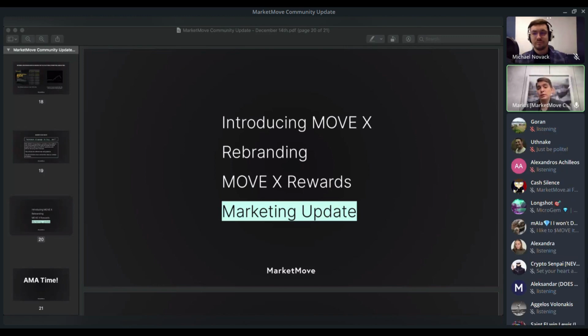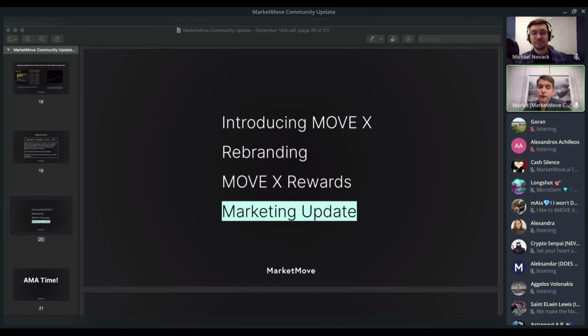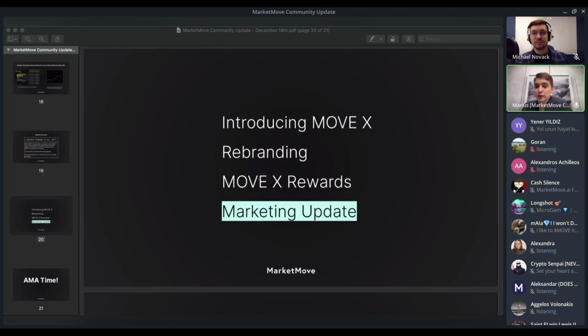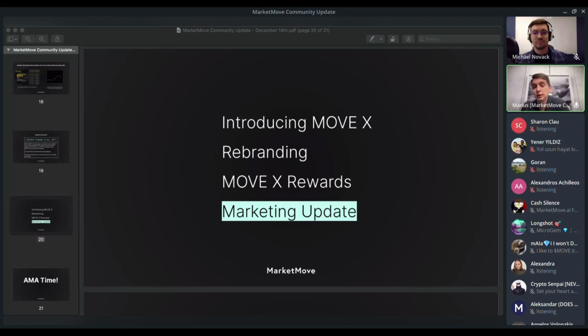So even though all of these channels are very efficient in gathering new investors, word of mouth is still the best way, and something that we trust. And we thought, why can't we help people spread the word? Why can't we incentivize them to actually do this? And hence the Movex Rewards project.